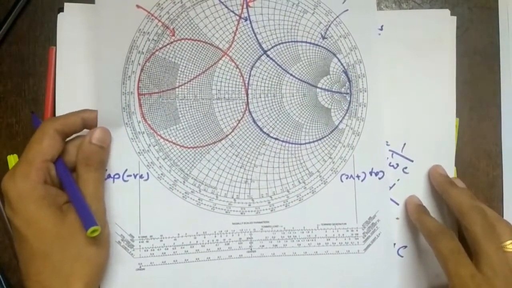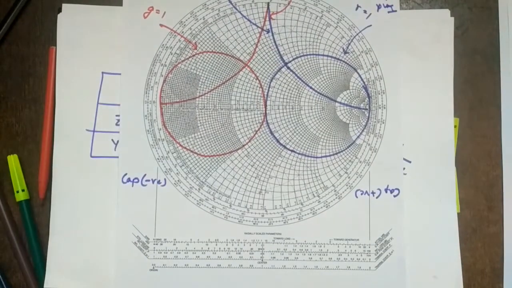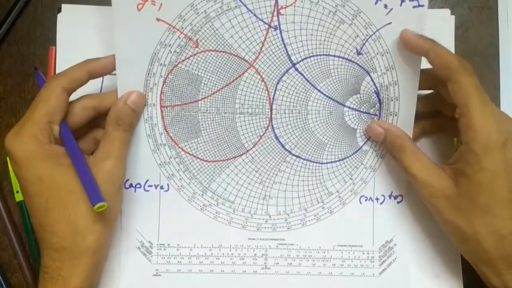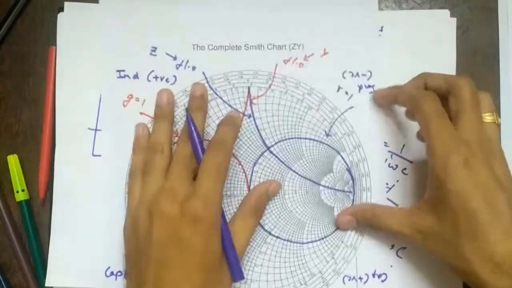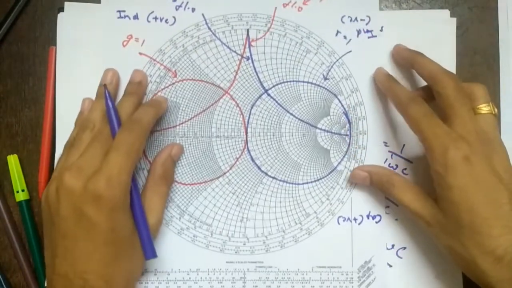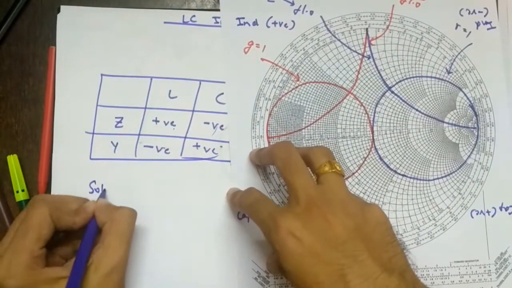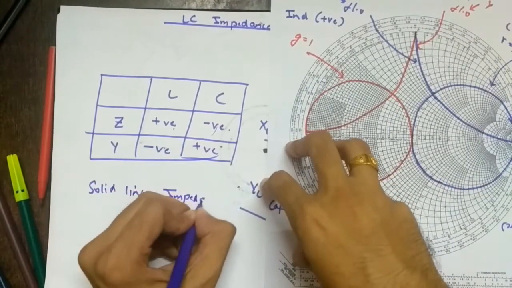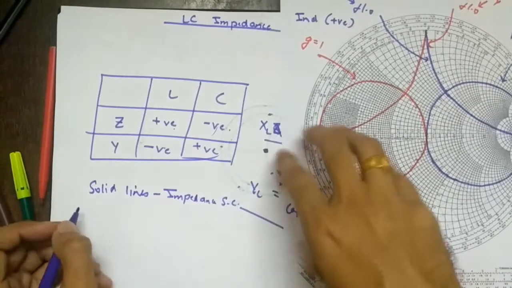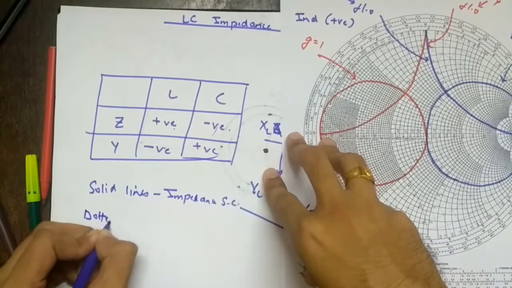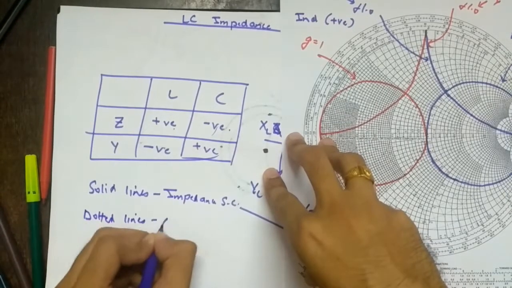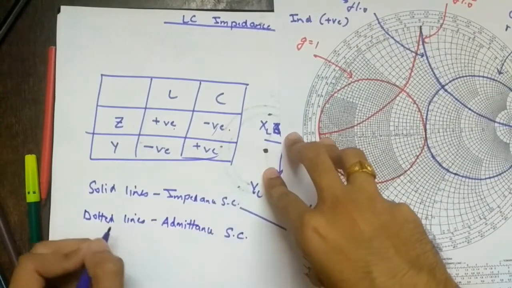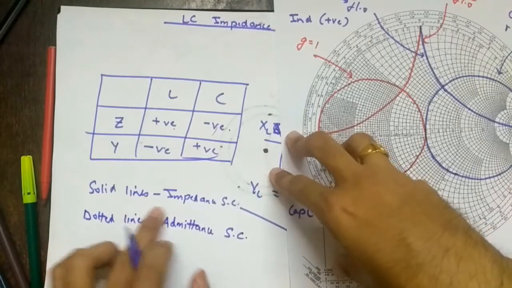Okay. Then what else you should know? Again, I'll stress the importance of dashed lines and solid lines. What do solid lines indicate? I'll write it here. Solid lines, impedance Smith chart. Dotted lines, admittance Smith chart, right? So this is solid lines, impedance Smith chart.